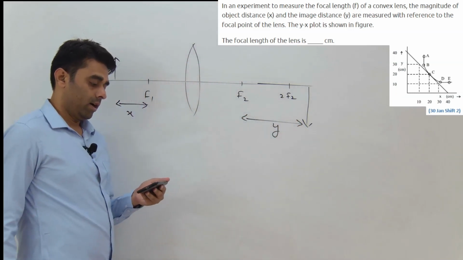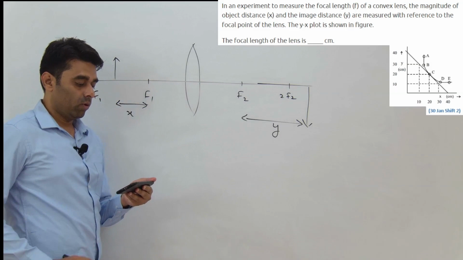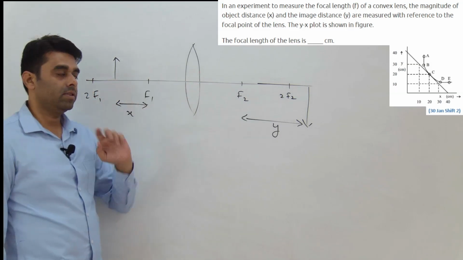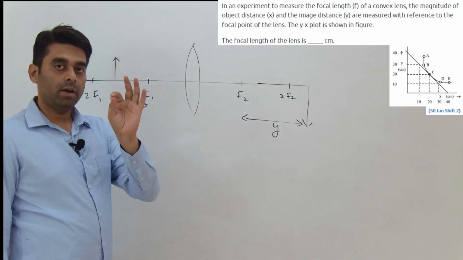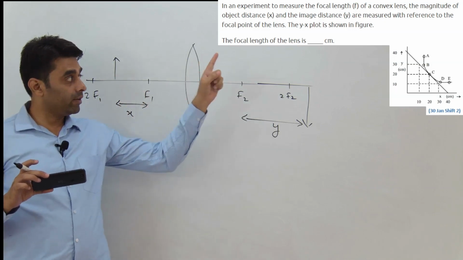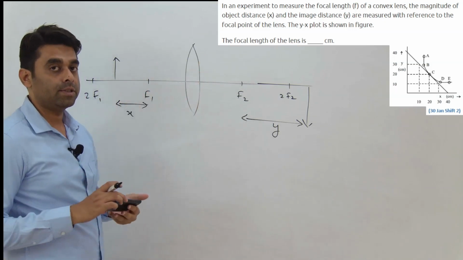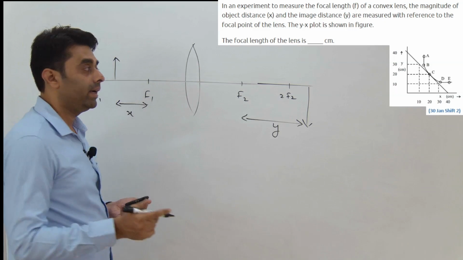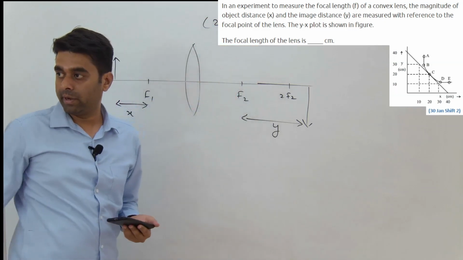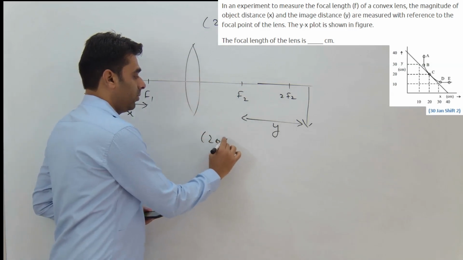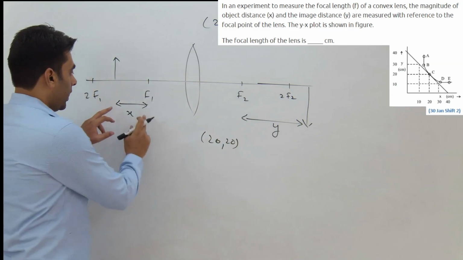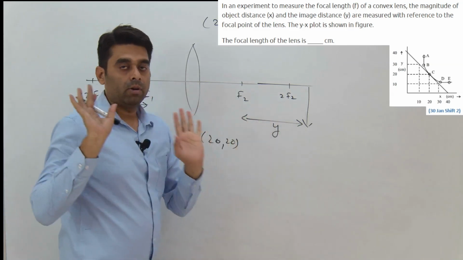The y-x plot is shown in the figure. The focal length of the lens is dash centimeter. Now, how to do this? The graph is in front of you. You will notice that at point C, the coordinates are basically 20, 20. That implies when x is 20, the y value is also coming out to be 20.